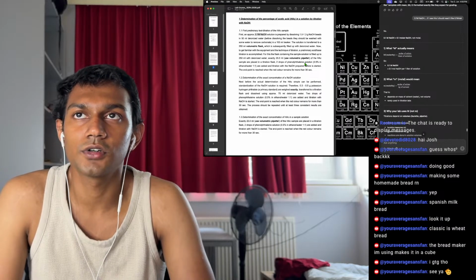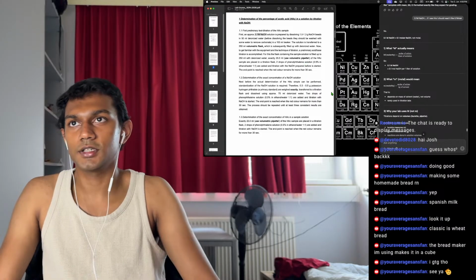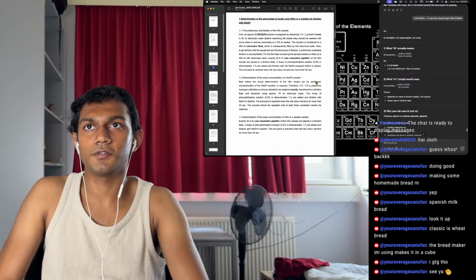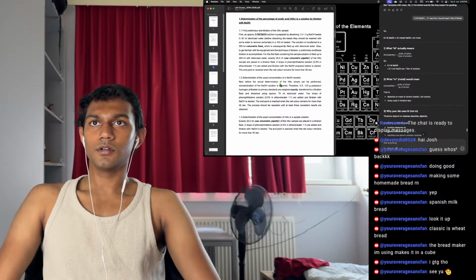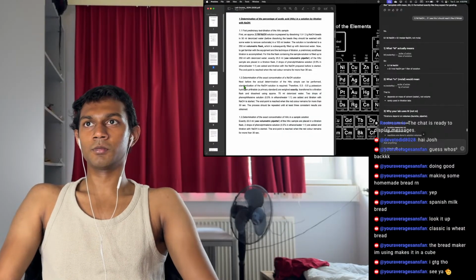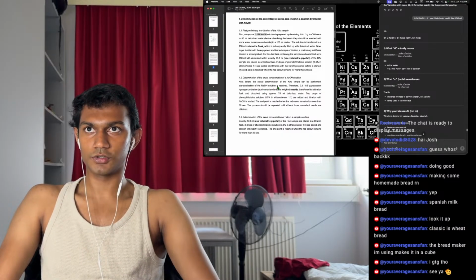Determination of the exact concentration of NaOH solution. Next, before the actual determination of HAc sample can be performed, standardization of a NaOH solution is required.